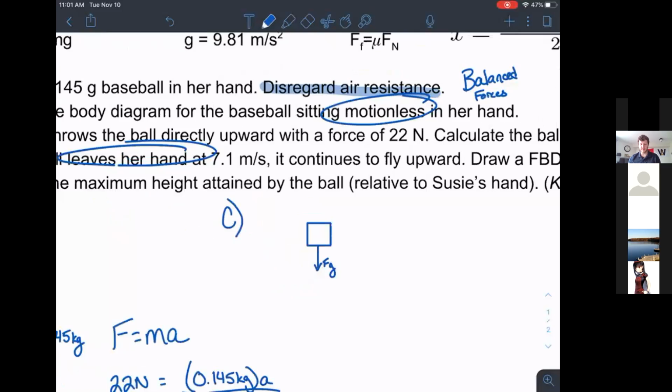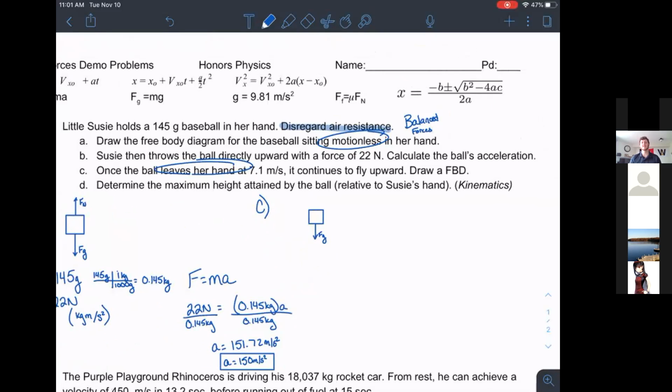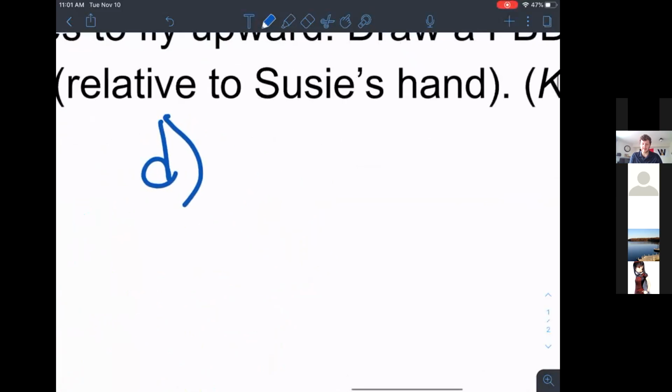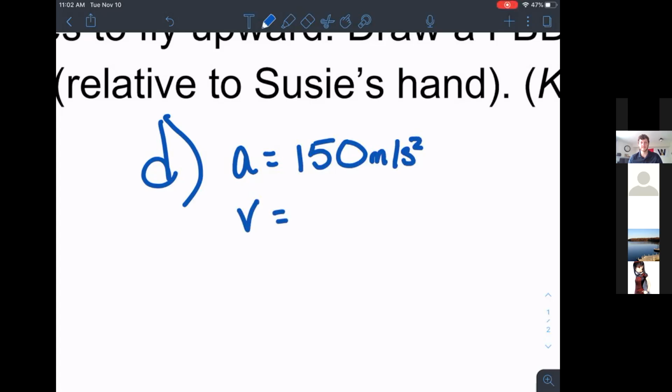Part D says then determine the maximum height attained by the ball relative to Susie's hand. And we're using kinematics here. So we're bringing back those kinematics. All right. So let's first come up with any variables that we might have. What variables do we know? Acceleration. What's our acceleration? 150. Anything else we know? Velocity. What does it equal? 7.1. Is that initial or final velocity? Initial. All right.